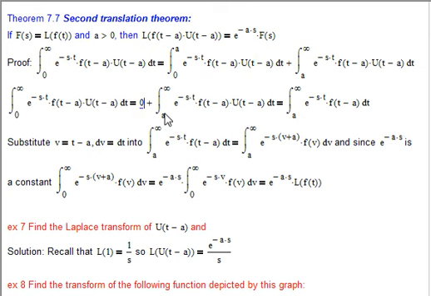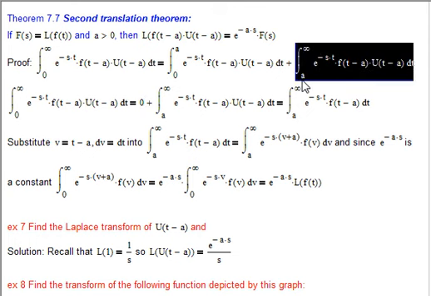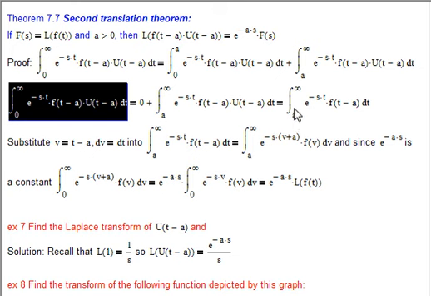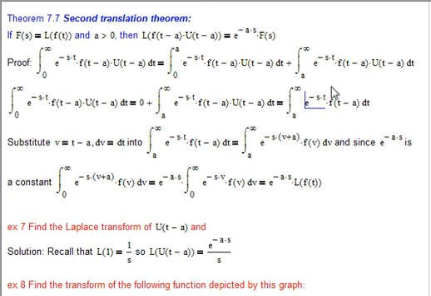So it's going to be 0 plus the improper integral from a to infinity, instead of from 0 to infinity, of just this function alone. And actually, this u(t − a) on that interval is just 1, so we can forget about that. So now we've got the transform of the function f(t − a) evaluated between a and infinity.